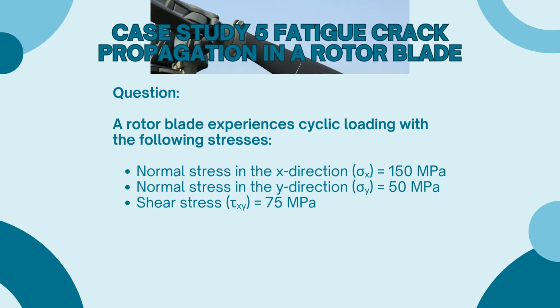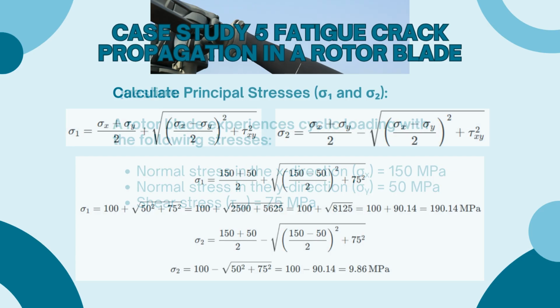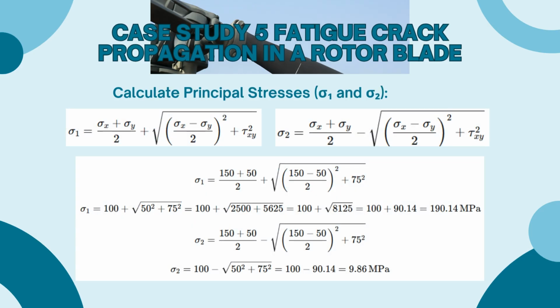Now, let's look at the question for the rotor blade case study. The rotor blade experiences cyclic loading with the following stresses. Normal stress in the x direction, sigma x, equals 150 megapascals. Normal stress in the y direction, sigma y, equals 50 megapascals. Shear stress, tau, equals 75 megapascals. These stresses will be used to analyze the transformed stresses and identify areas of potential fatigue failure using Mohr's circle.